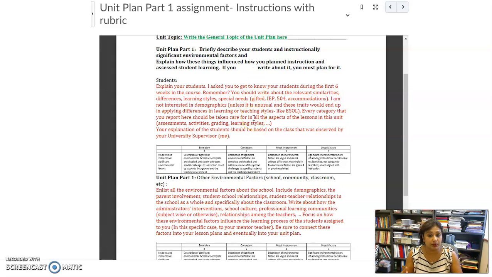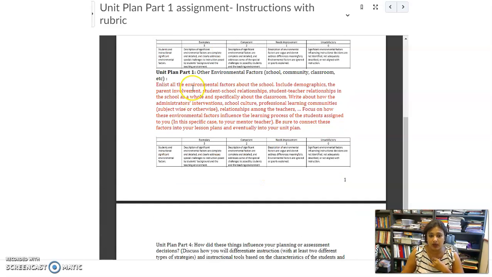If the students are being pulled out, if there is an additional aide that comes in, how the students are learning, all of those parts are what goes in the students. It is all about the students.